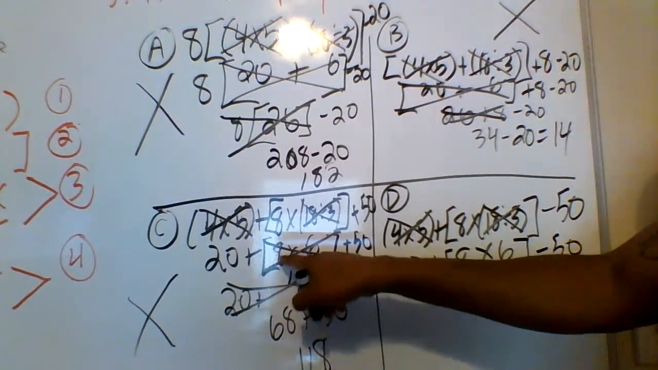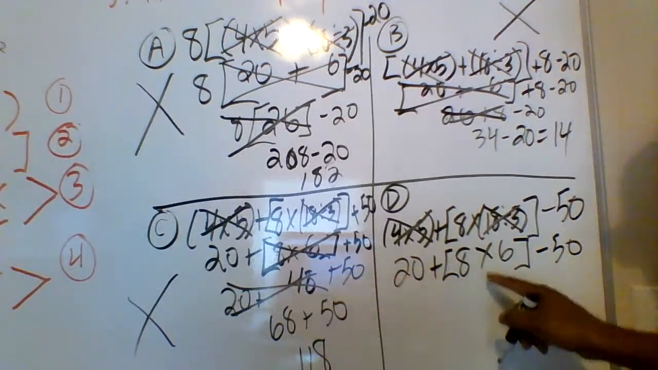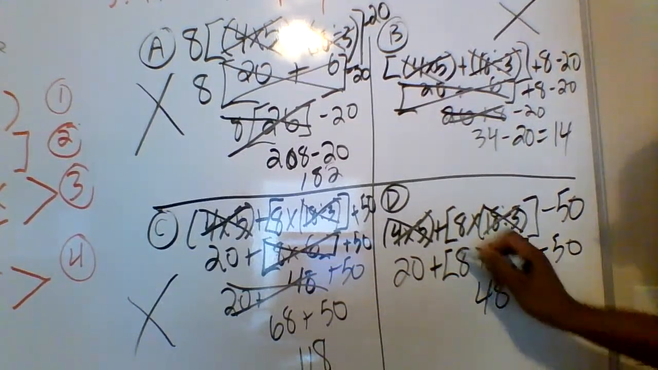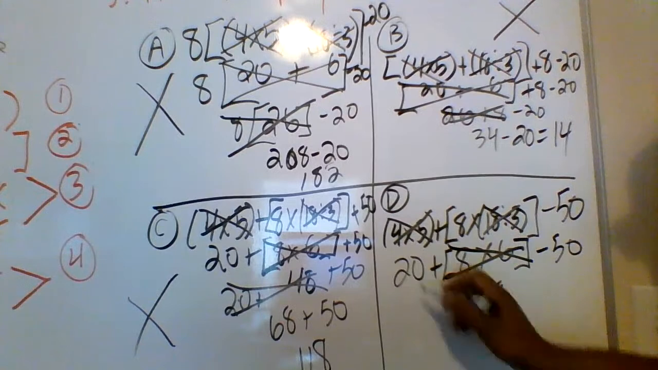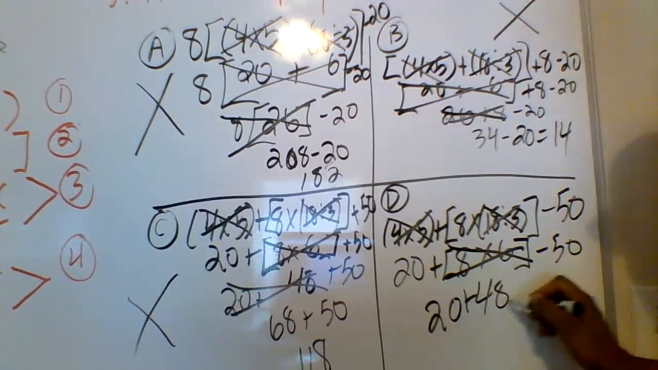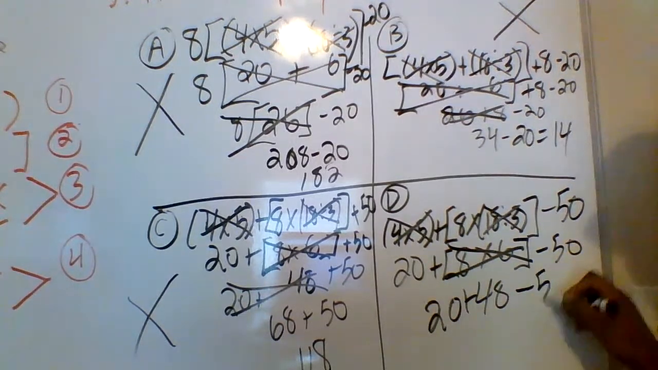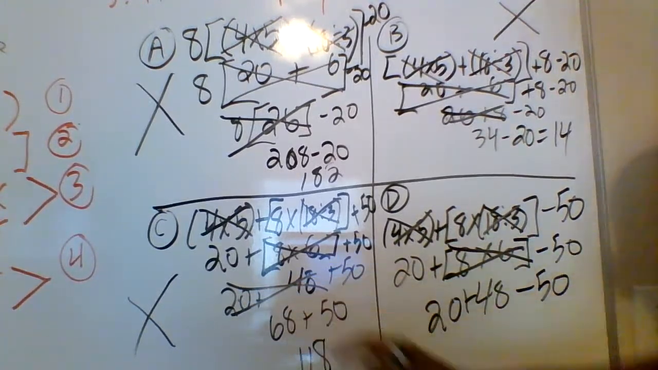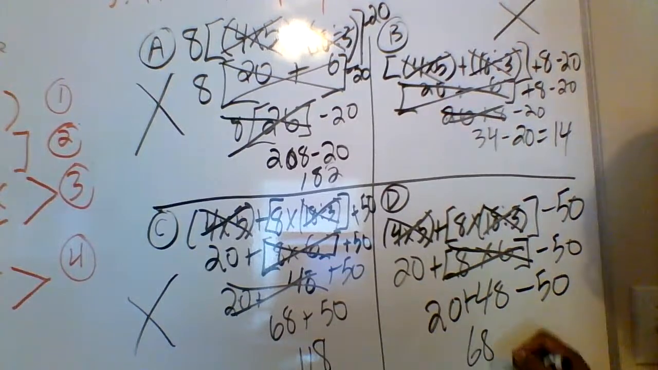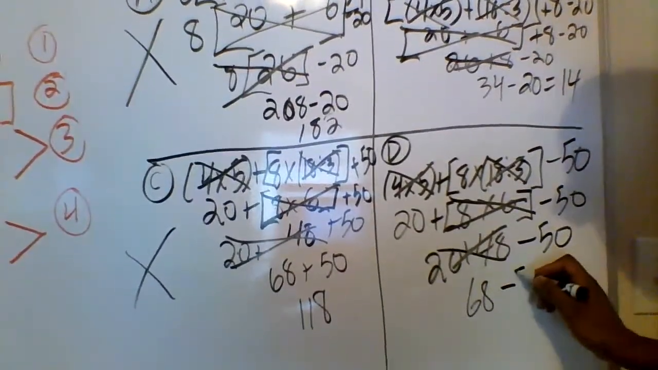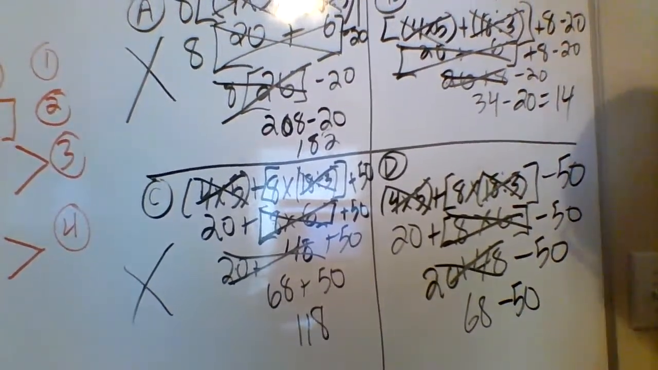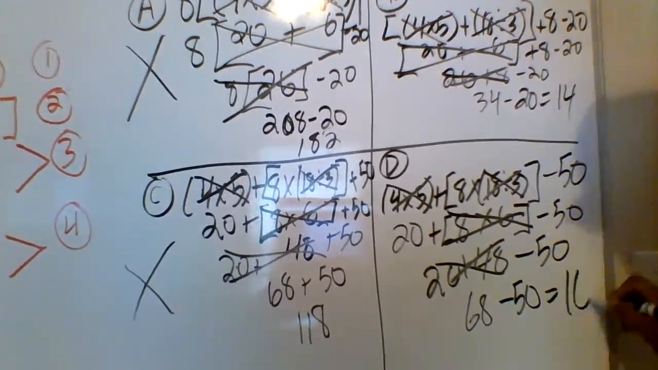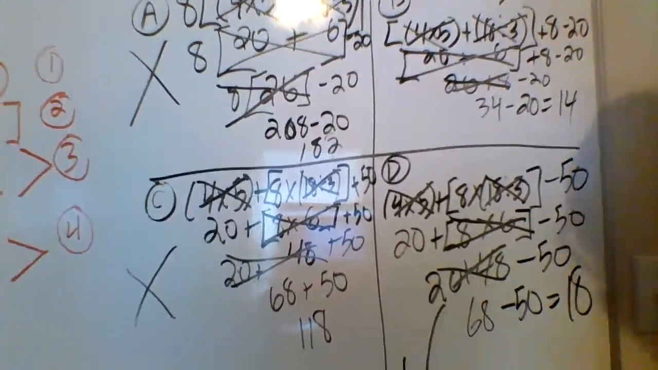All right? 8 times 6 is 48. Cross it out. Then you got 20 plus 48, then you got minus 50. 20 plus 48 is still 68. But now it's 68 minus 50. And 68 minus 50 is 18, which means D is correct.